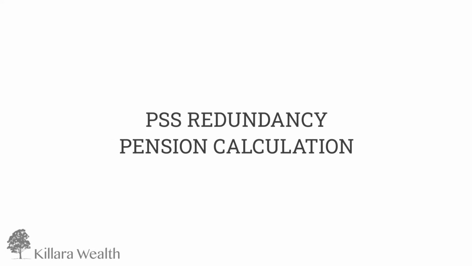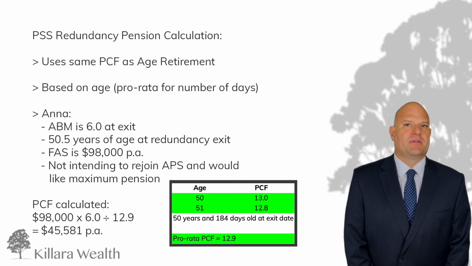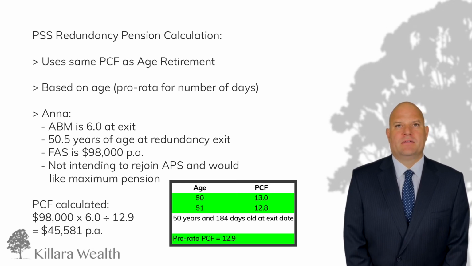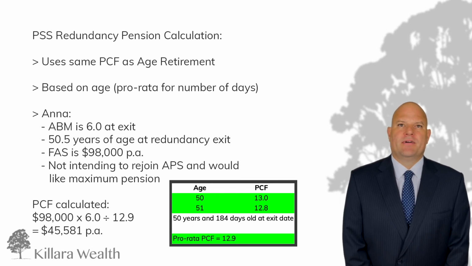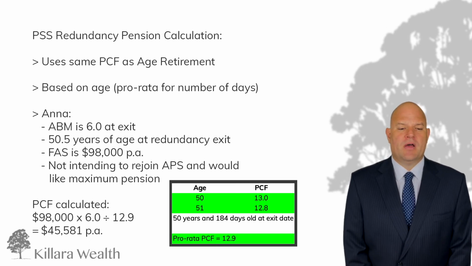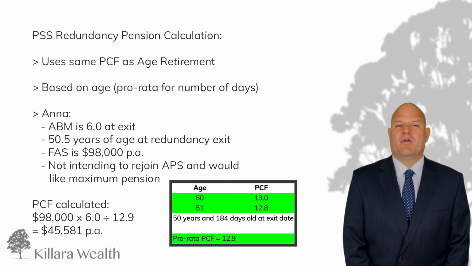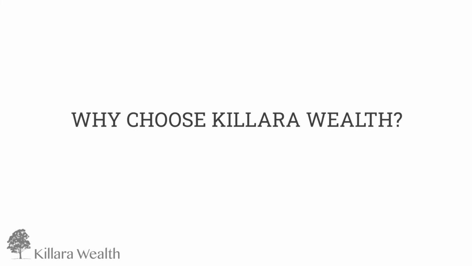Now let's look at a PSS redundancy pension calculation. This calculation uses the same pension conversion factor as age retirement. It's based on age, pro-rata for the number of days also past your birthday. In Anna's case, her ABM is 6. She's 50.5 years of age. Her final average salary is $98,000. Her pension conversion factor, pro-rated, is 12.9. Therefore, her lifetime index PSS pension at redundancy is $98,000 multiplied by 6 divided by 12.9, which gives her $45,581 per annum.